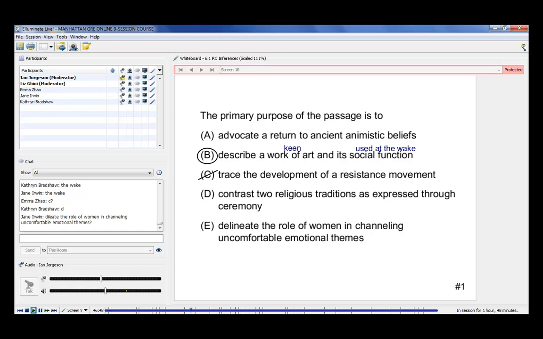I don't know. I think, okay, Jay and I agree with, right? We have the role of women channeling uncomfortable emotional themes. We only have one tiny example. We're not delineating the role entirely. I would say, on the other hand, though, that D is too narrow, because what is D? If we translate it to the passage, where is D?